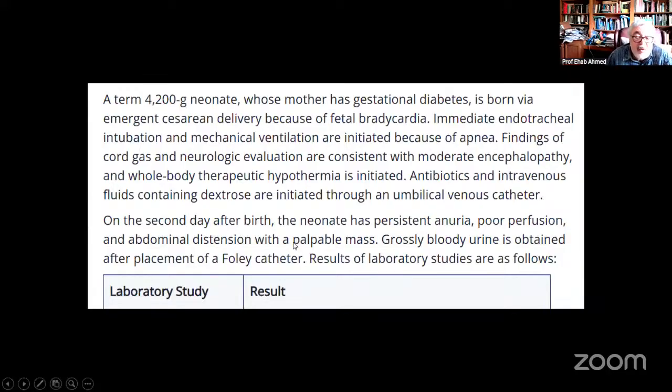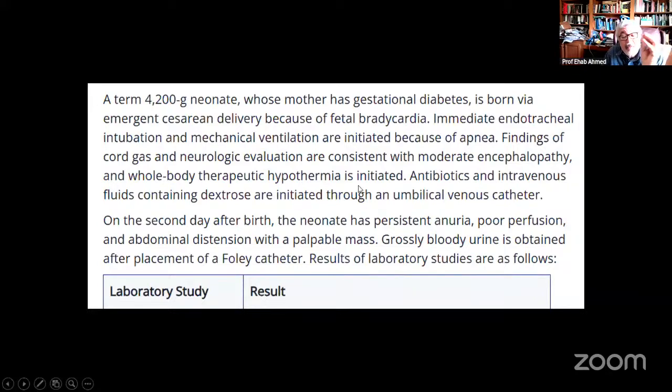Okay. So you should think of what is the differential diagnosis of masses in the newborn baby, and then what is the differential diagnosis of a mass in a very sick newborn baby who is intubated, ventilated, infant of a diabetic mother, has persistent anuria, poor perfusion, is shocky, and has abdominal distension. Here is your differential. And then grossly bloody urine is obtained after placement of a Foley catheter, and then we'll discuss the labs. What is your differential at this point? I think it's easy now.